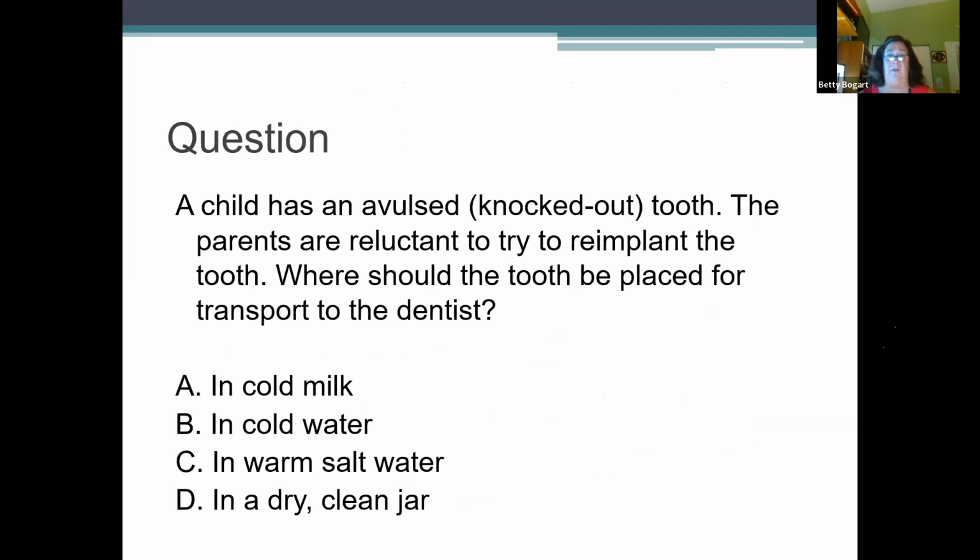So, an avulsed, knocked out tooth. People are reluctant to put it back in the mouth. Where is a tooth going to be placed for transport? The answer is A. It is in cold milk. Yes, it is. Thank you.